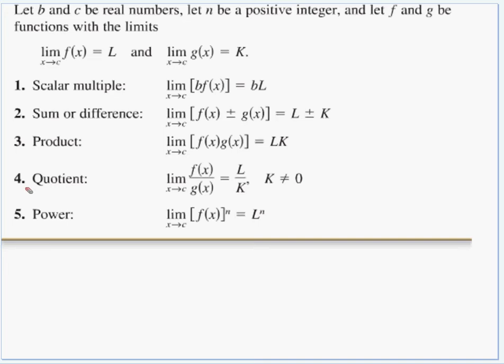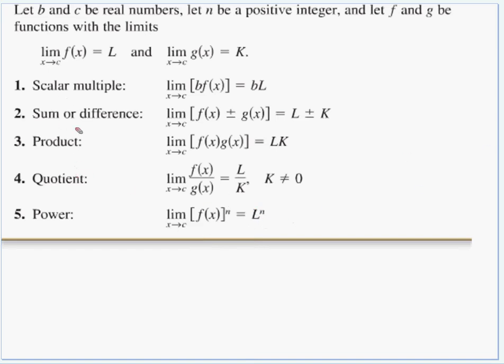Number 4, quotients. It works with fractions as long as your denominator is non-zero. The limit of our numerator f of x, that limit is L. The limit of g of x, well, that limit's k. So it's just L divided by k. Again, as long as k is not 0. And it works with powers. Here our limit as x approaches C of f of x raised to the nth power. Well, the limit of f of x is just that number L. Raise that number L to the nth power.